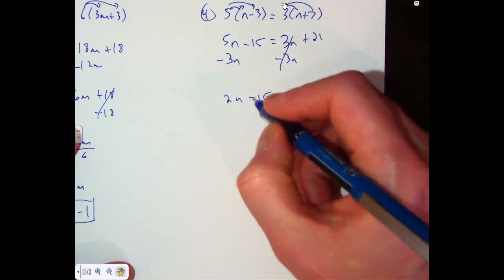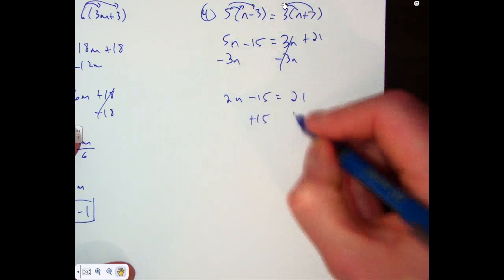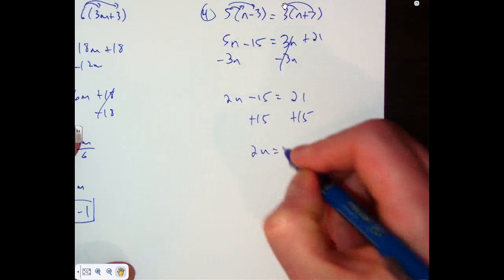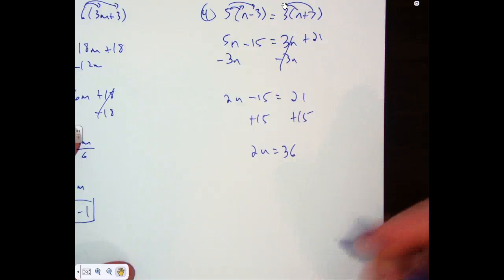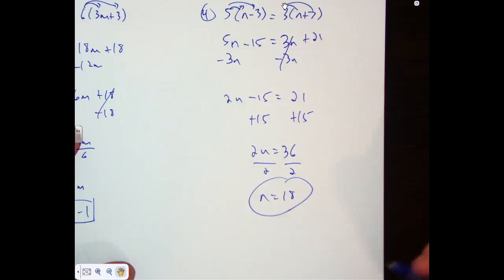So now I can move the 15 over to this side to get the n's by themselves. So add 15. 2n is 36. Divide by 2. n is 18.